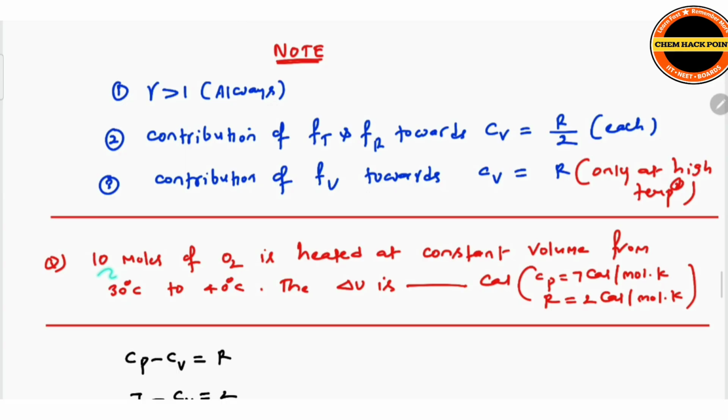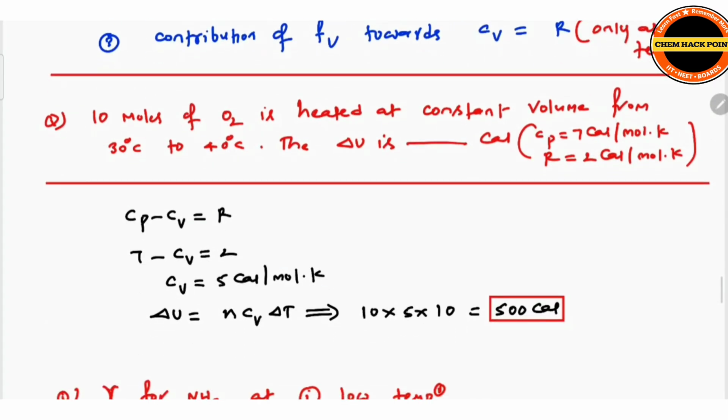For example, see here: 10 moles of O2 is heated at constant volume from 30 degrees Celsius to 40 degrees Celsius. The delta U is dash calorie. Cp is 7 calorie per mole per Kelvin. R is equal to 2 calorie per mole per Kelvin. Cp minus Cv is R. So then overall, what do you get? Cv value is 5 calorie per mole per Kelvin. Delta U should be n Cv delta T, we know. Hence 10 into 5 into 10, that is 500 calories.